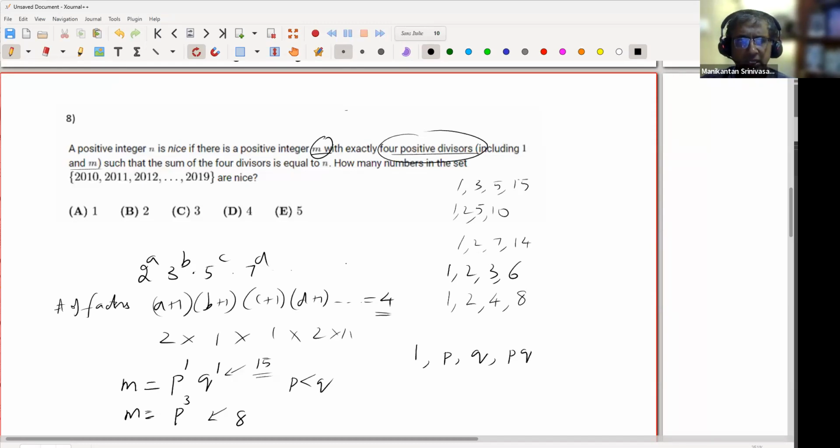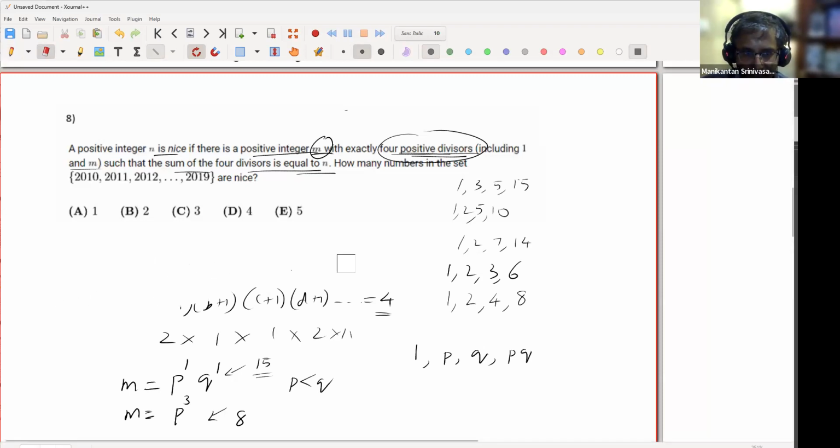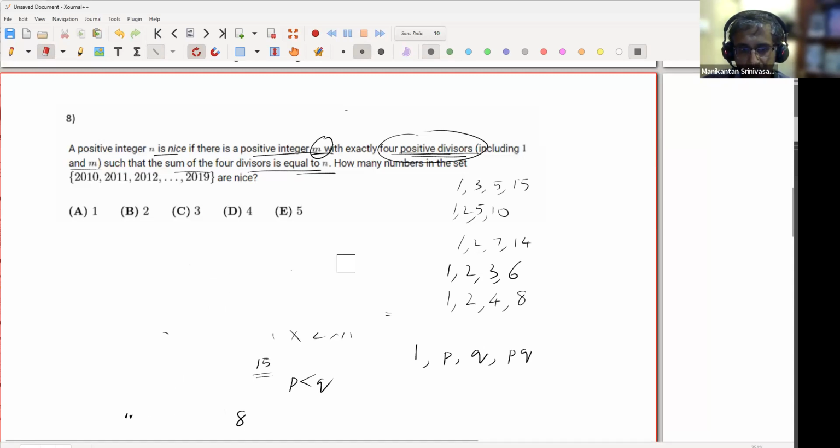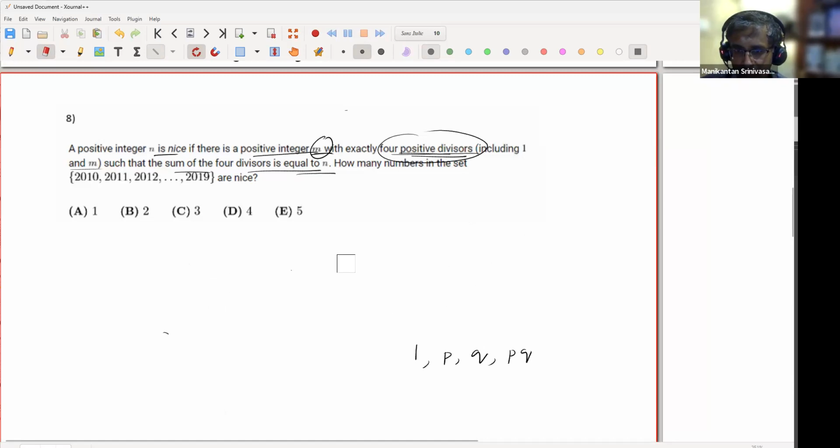Now come back to this question. A positive integer n is nice if there is a positive integer m with exactly 4 positive divisors such that the sum of the 4 divisors equals n. I'll remove all this other clutter. So m is the number which has all of these factors. M has these 4 factors.